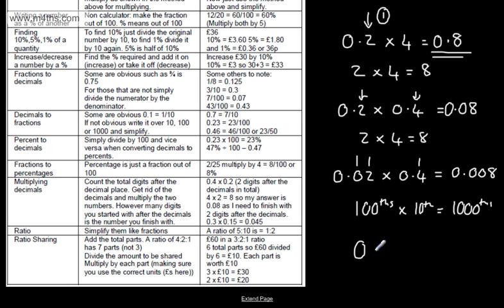Let's try 0.3 times by 0.05. I've got 1, I've got 2, I've got 3 decimal values after a decimal. So 3 times by 5 is going to be equal to 15. So my answer is going to be now the 15, but I need 3 of them. So it's going to be 0.015. So that's multiplying decimals.